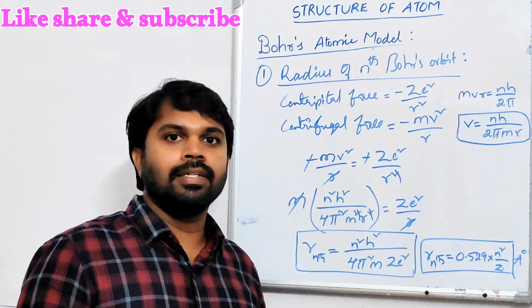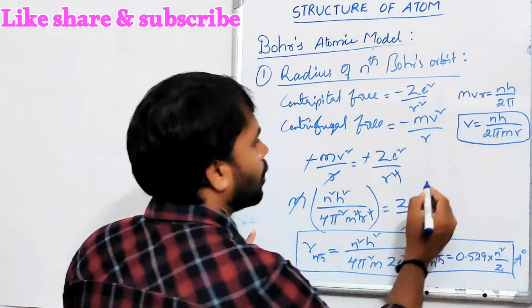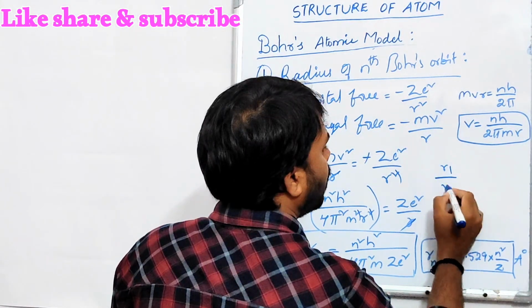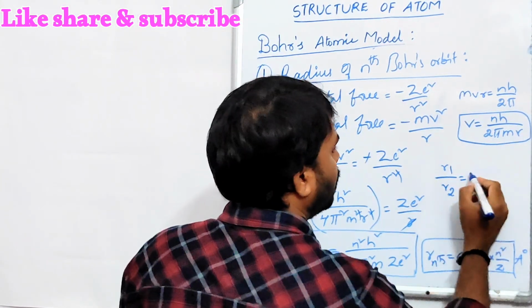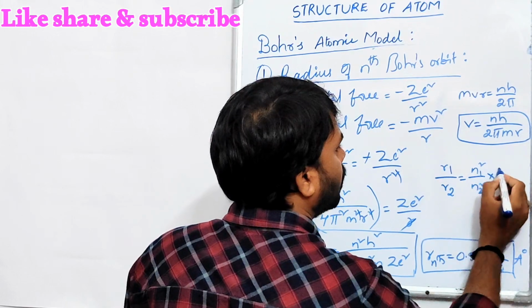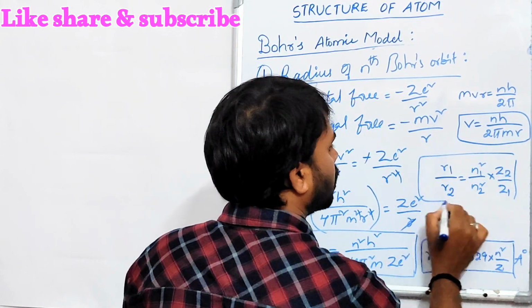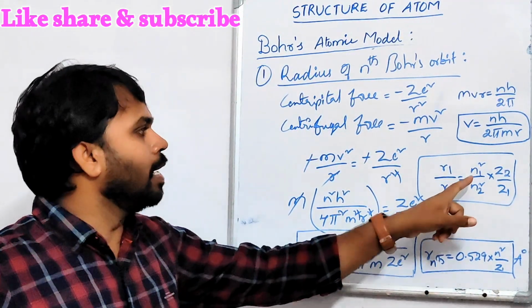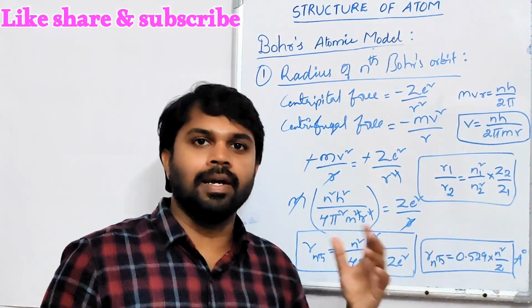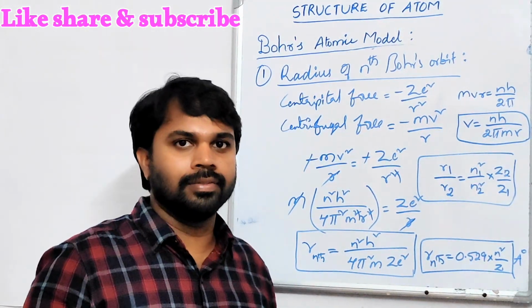And when the radii of two atoms are compared, the ratio is r1 by r2 equals n1 square by n2 square into Z2 by Z1. We know that n represents the number of the shell and Z represents the atomic number.